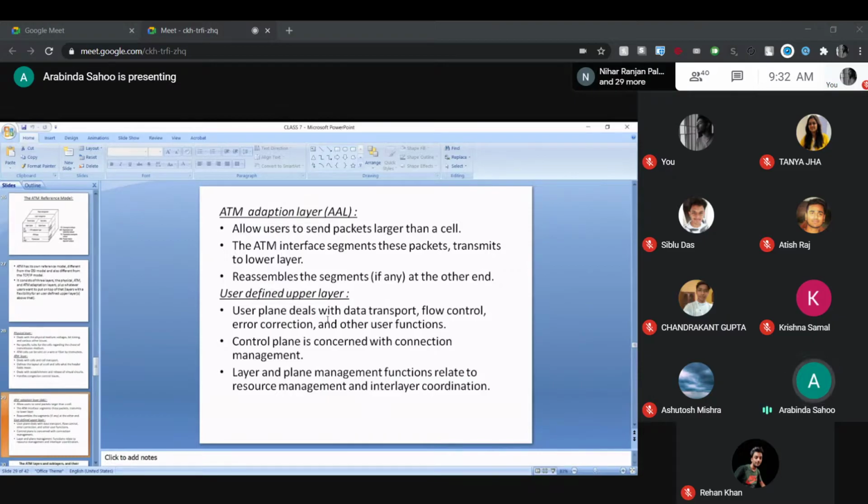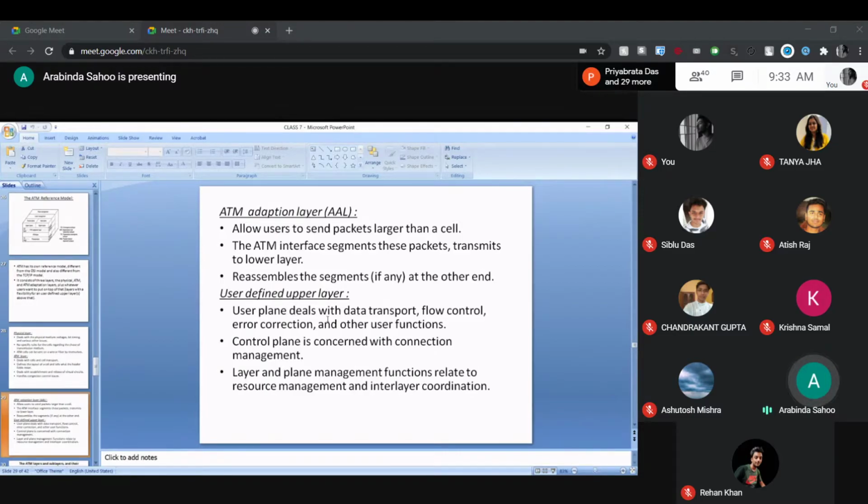What type of flow control algorithm has to be used, and what type of error correction procedure or algorithm should be used? As there are different types of routing algorithms to control this flow and error correction, many algorithms exist. It totally depends upon the user.